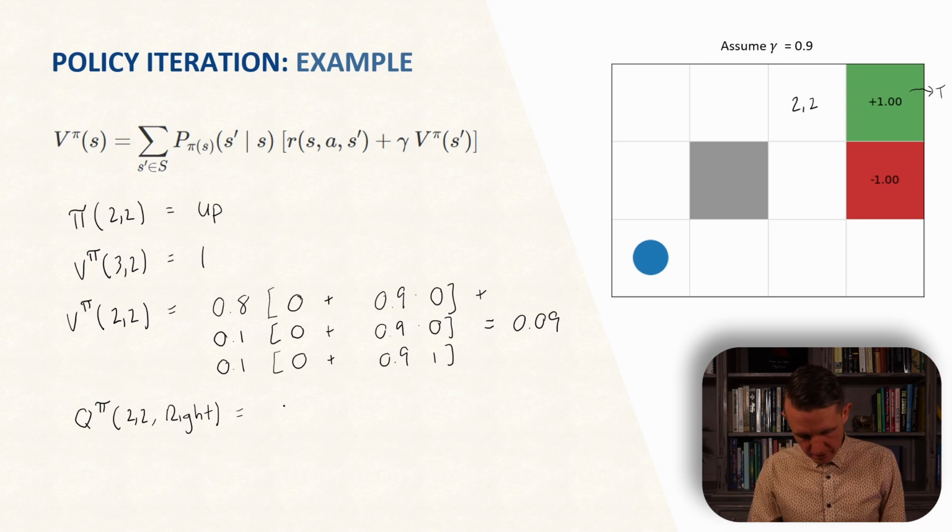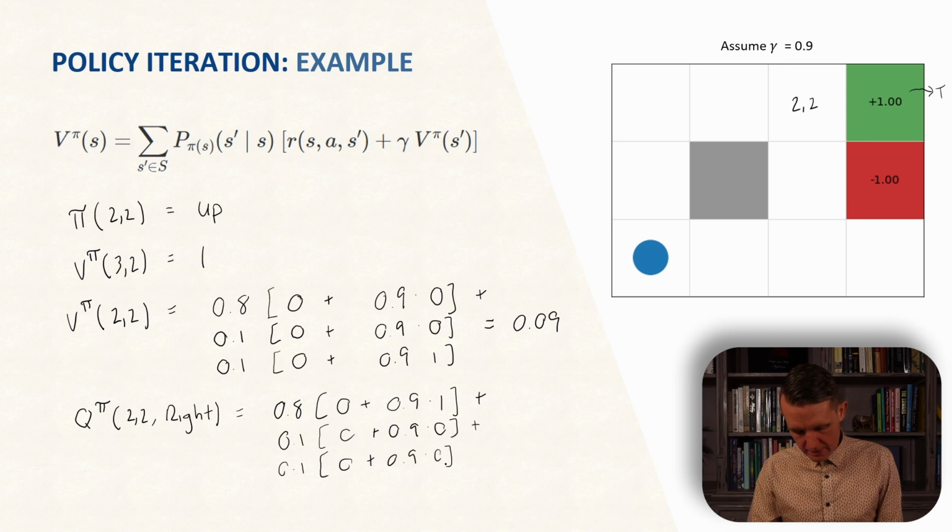We'll notice this because if we go right, we have a 0.8 chance of going right. We'll get a reward of 0, plus 0.9 times the value, which is 1, plus a 0.1 chance that we'll go to the left, in which case we'll bounce back into state 2.2, which we've already calculated gives us 0, plus similarly for going down, it would be 0.1 times 0. This expression summed is 0.72.